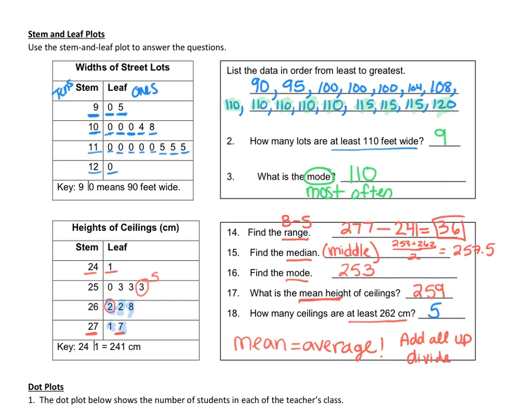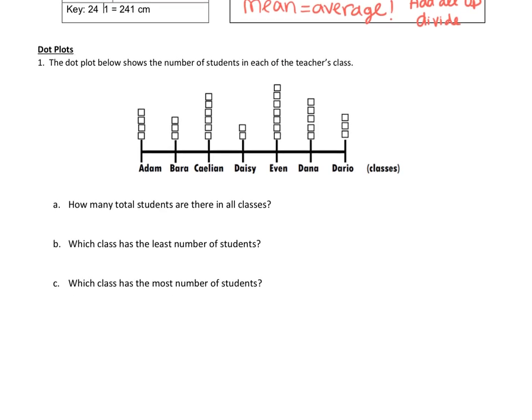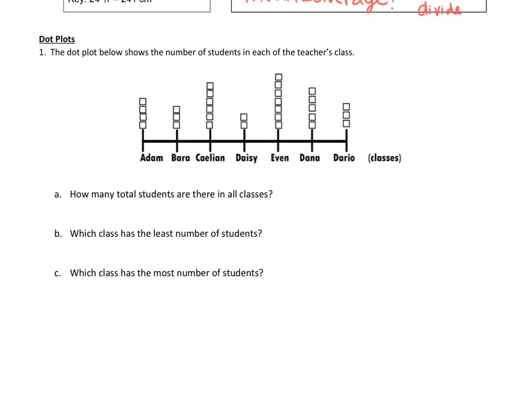All right, after stem and leaf plots, we just have 2 more to talk about. The next one we're going to talk about is something called a dot plot. So a dot plot is really just dots that represent how many of each category there are. So this dot plot shows the number of students in each teacher's class.